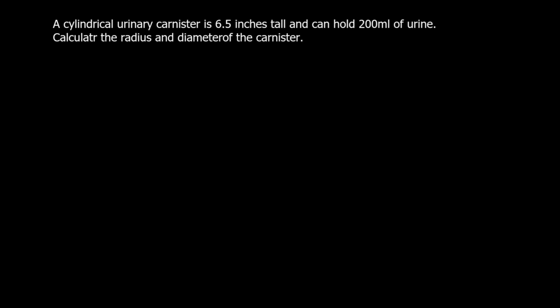They said a cylindrical urinary canister is 6.5 inches tall and can hold 200 milliliters of urine. Calculate the radius and diameter of the canister.